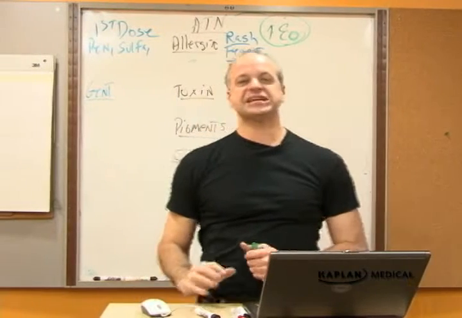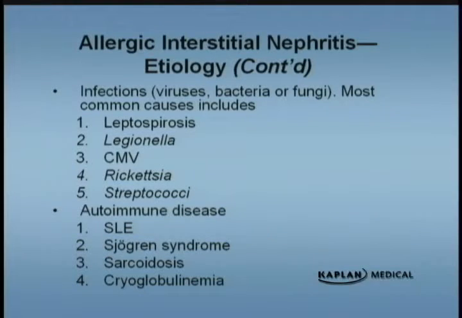Now, allergic interstitial nephritis rarely can also be from infections. So when you see here it says infections: viruses, bacteria, fungi, Legionella, Rickettsia, Streptococcus. I think we're back to the Dalai Lama and the hot dog man. Make me one with everything. That's saying that all infections could do it. Autoimmune diseases can do it as well. But the most common thing to cause allergic interstitial nephritis is drugs, medications.